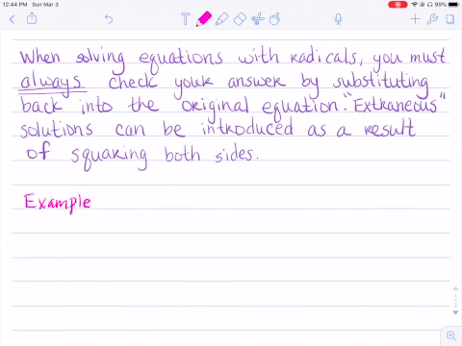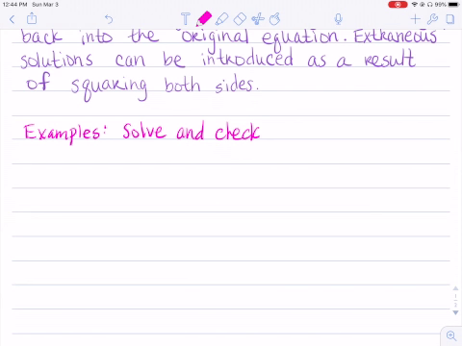In these examples, we are going to solve and then check our answers. Checking is as important as solving, because if you don't check it and it's an incorrect answer, one of those extraneous solutions, then your whole problem is incorrect. So example number 1, we're going to have 2 times the square root of x plus 1, and that equals 4. So we're going to approach solving this just like we would any algebra equation.